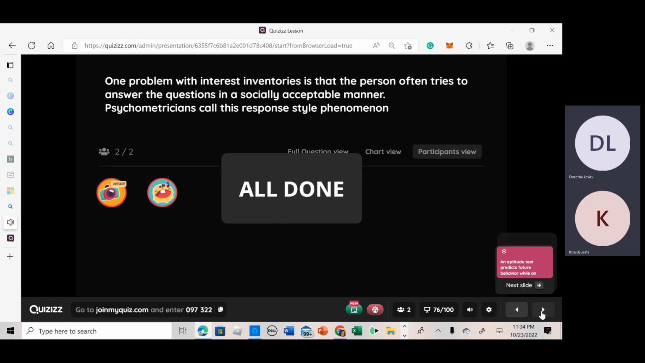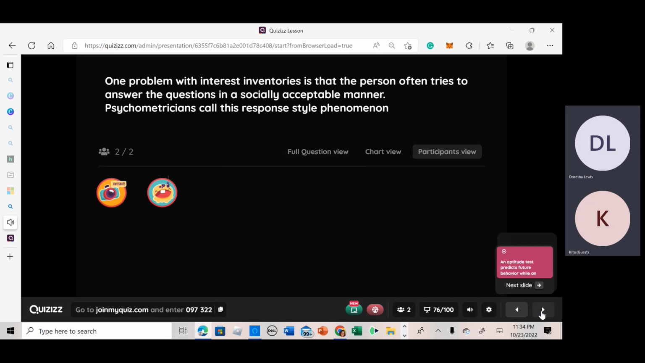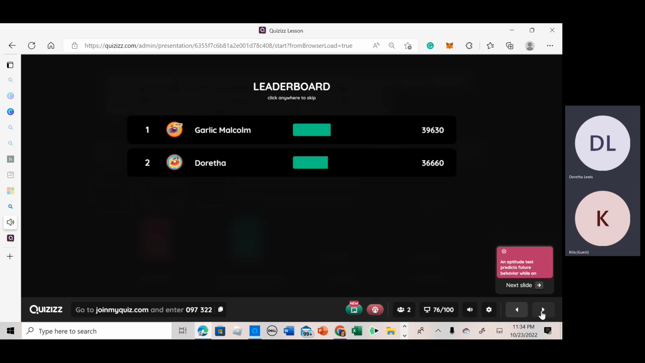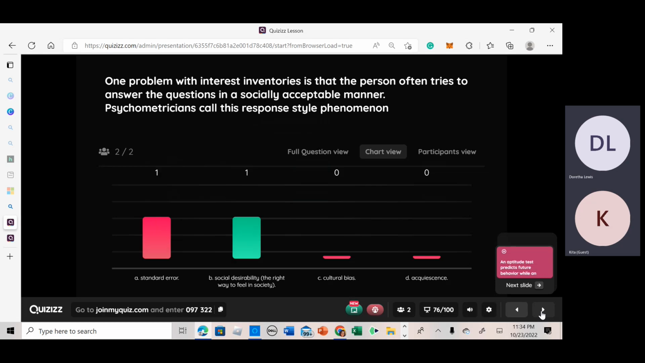One problem with interest inventories is that the person often tries to answer the question in a socially acceptable manner. Psychometricians call this response style phenomenon B, social desirability, the right way to feel in society.